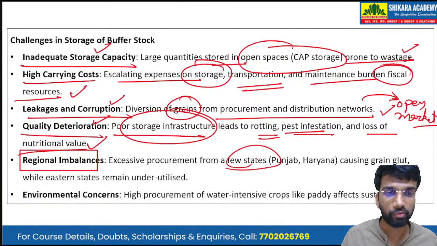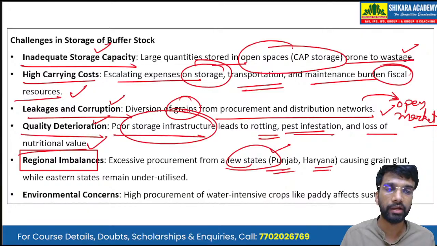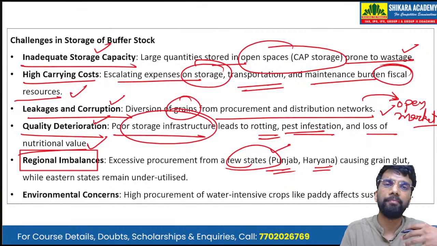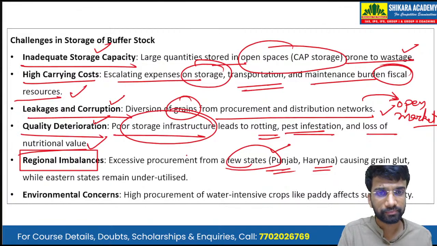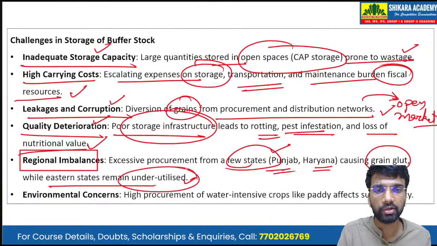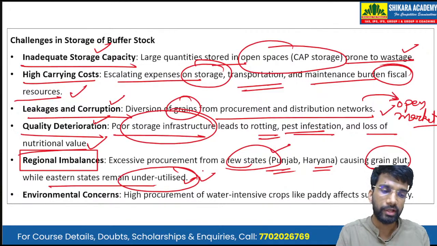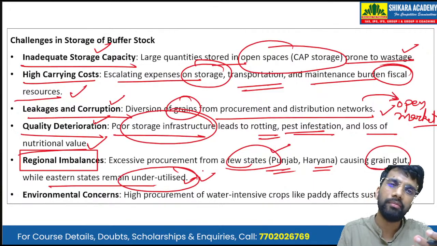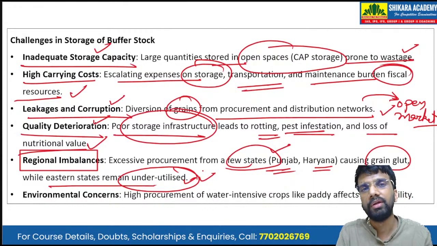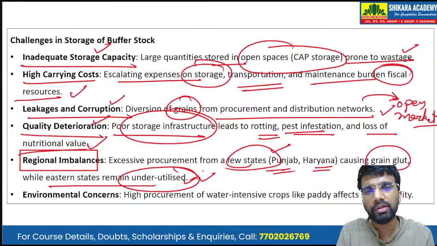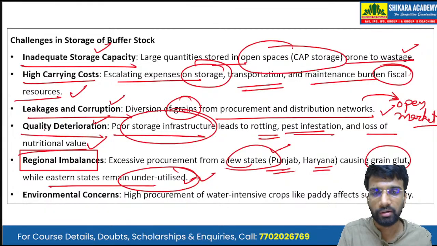Excessive procurement from a few states, because in states like Punjab and Haryana there is heavy production. Okay, there is a surplus production, and this causes a grain glut while the eastern states remain underutilized. So some states generate more surplus than their demand, and in some states the supply is not up to the demand.